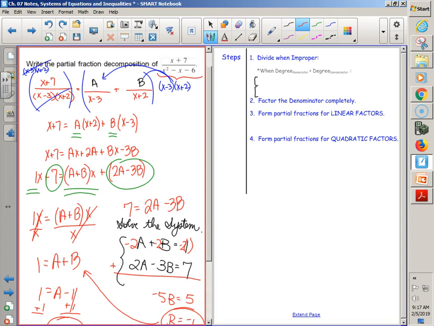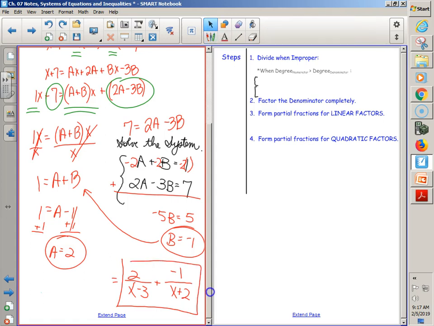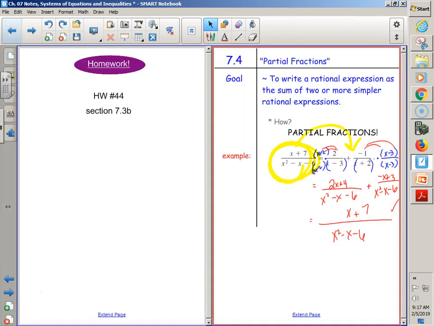Some of you are like, how'd you know to put him first? It didn't matter. A is just something unknown. B is another something unknown. But at the end of the day, no matter where you had the A or B, you should end up with what over x minus 3? 2. And what over x plus 2? Negative 1. And isn't this what we saw yesterday worked?